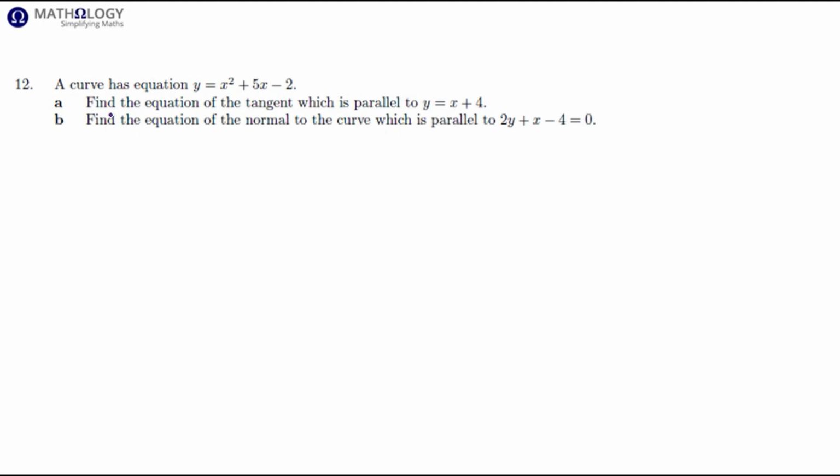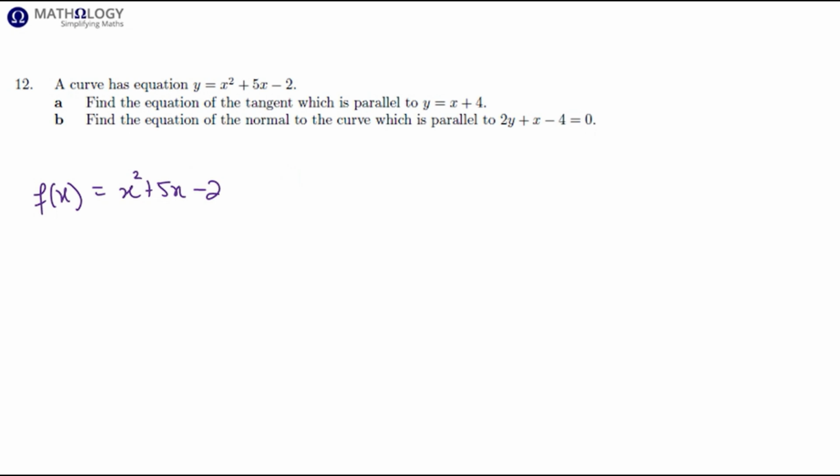Curve has equation y equals x squared plus 5x minus 2. We're required to find the equation of the tangent, which is parallel to y equals x plus 4. And we're required to find the equation of the normal to the curve, which is parallel to 2y plus x minus 4 equals 0. Again, we're going to call all of these functions f of x, g of x, etc. So f of x is x squared plus 5x minus 2.